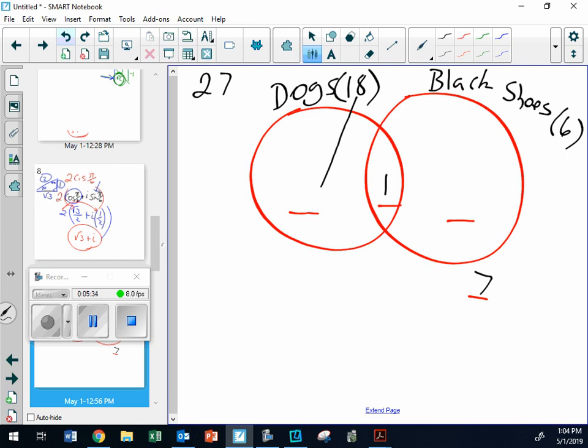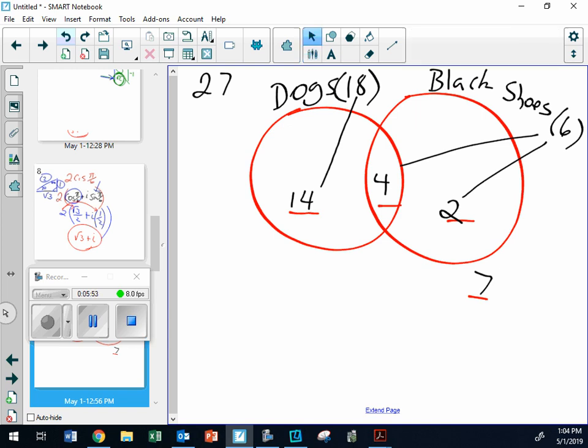Yes. All right, and if that's 4, then this must be 14 because they total 18, right? And if this is 4, then since these two make 6, that has to be 2. And now how can I tell if she's right? Add them all up. What should they add up to? 27. And they do. So nice work. You see how we did that?